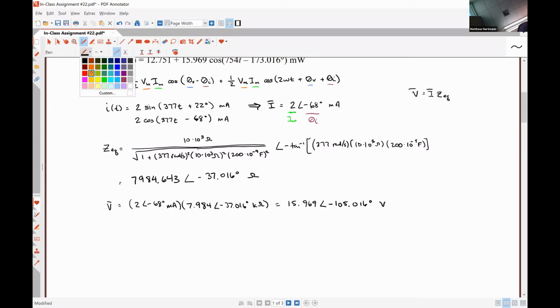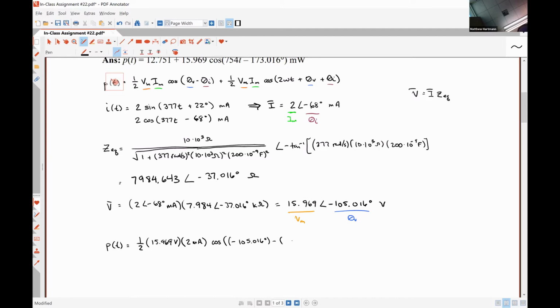So that means that I now have VM and theta V. So I'm ready to put everything into my expression. So P of T is going to be 1/2 times the magnitude of my voltage, 15.969 volts, times the magnitude of my current, 2 milliamps, times the cosine of theta V, which is negative 105.016 degrees, minus theta I, which is negative 68 degrees.